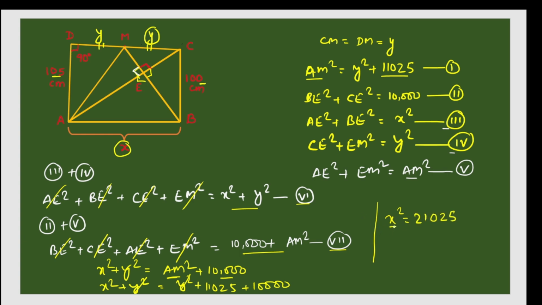Now for calculating the value of X, we'll take the square root of both sides. Here the square root and the square cancel. So we have X equal to the square root of 21,025, which is 145. The value of X is 145 and the unit is centimeters. So finally we have calculated the value of X, which is 145 centimeters. This is the answer to this problem.